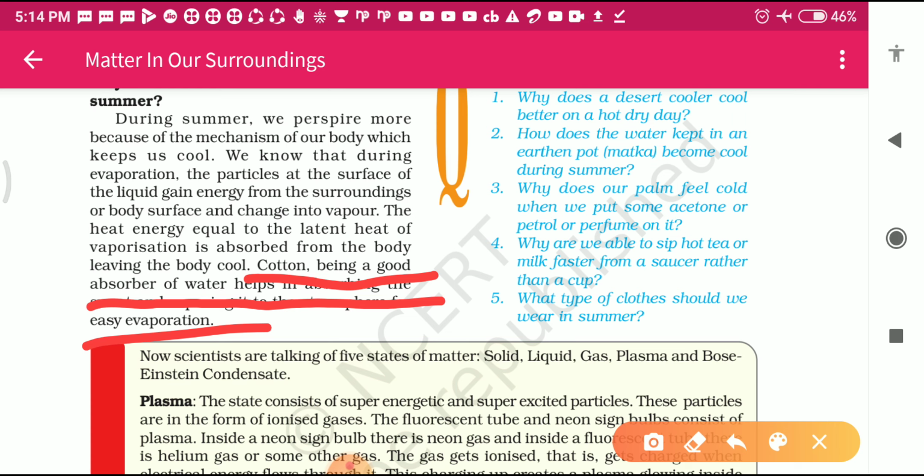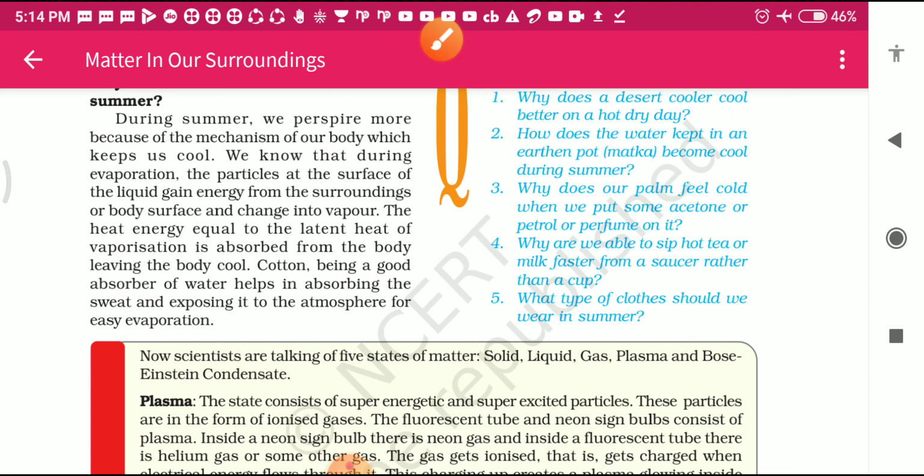Now see here, heat energy equal to the latent heat of vaporization is absorbed from the body, leaving the body cool. This is the more important thing here. The latent heat helps in the conversion of our sweat into vapor, which makes our body cool. That's why in summer we wear cotton clothes, because they help in absorbing the sweat and exposing it to the atmosphere for easy evaporation.